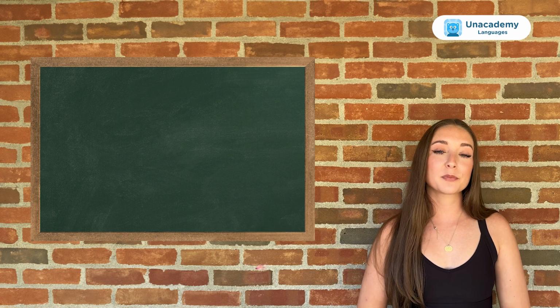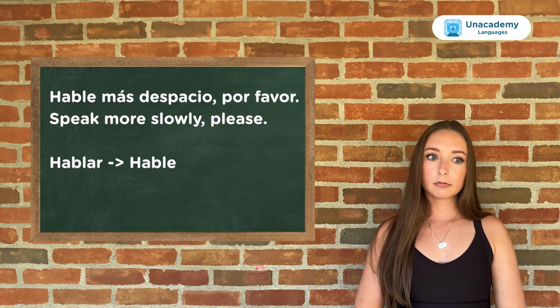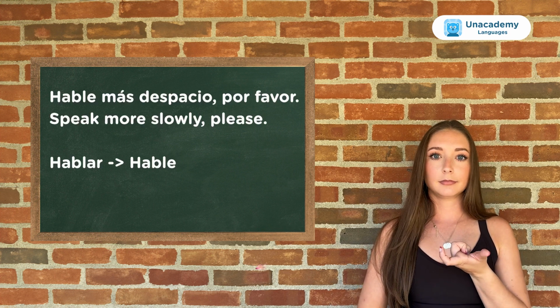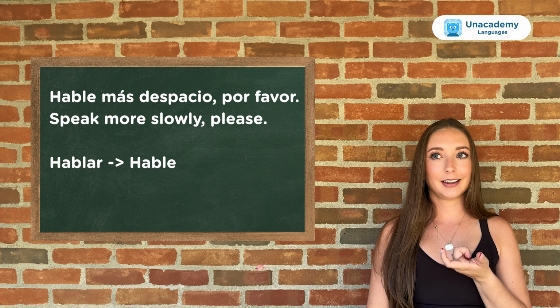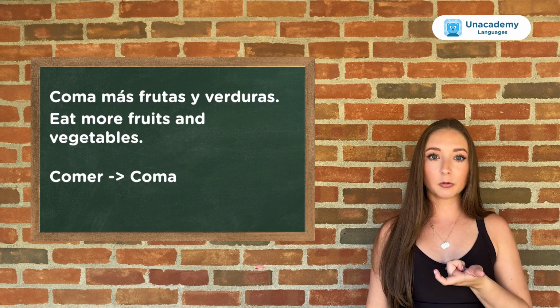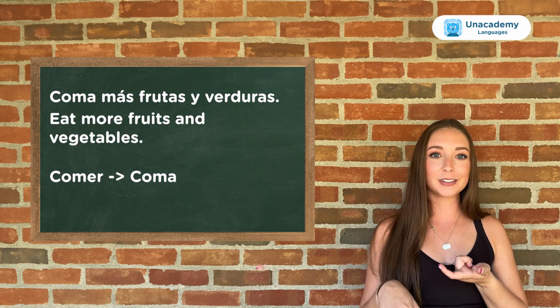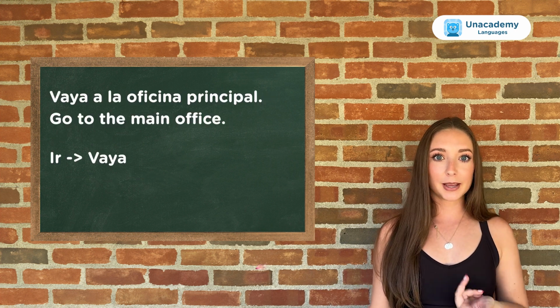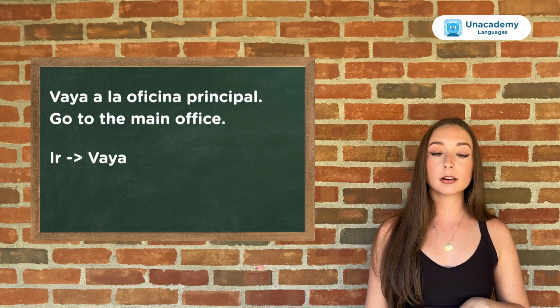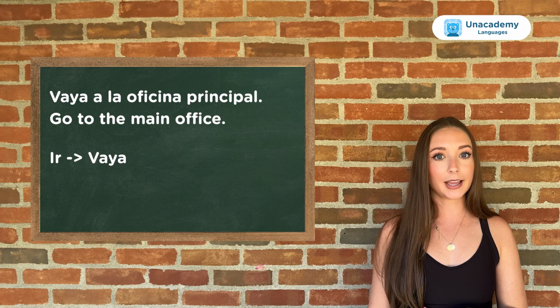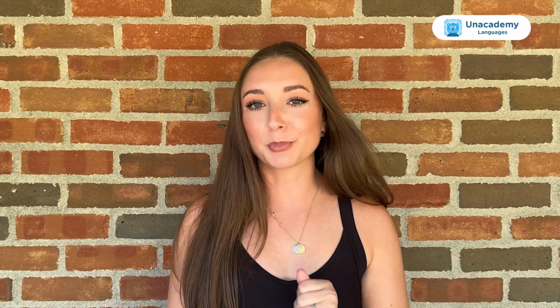So as you can see from these examples, the verb hablar, we used hable. The ending switched to the opposite ending. The word coma in the second one, it's an ER verb, but we switched it to coma to make it more formal. And then our last one, vaya, used an irregular form of the verb ir to say go to the office, vaya.